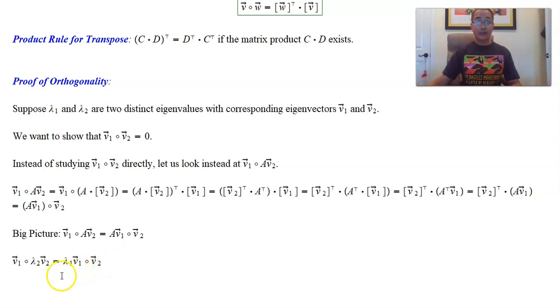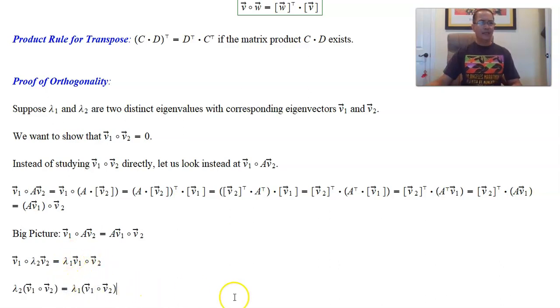It's called homogeneity. We can take out lambda 2 from the dot product, and we will have V1 dot V2 inside the parentheses. Similarly, on the right, take out the lambda 1 from the dot product. You're left with V1 dot V2.